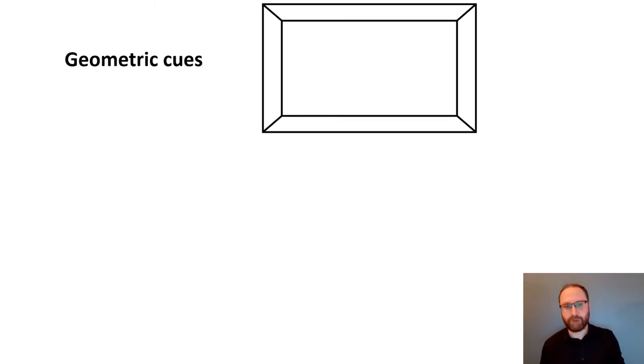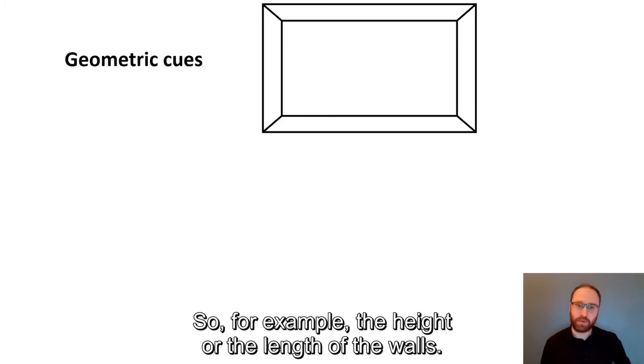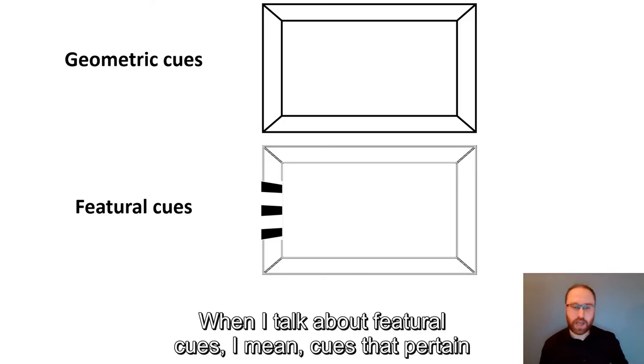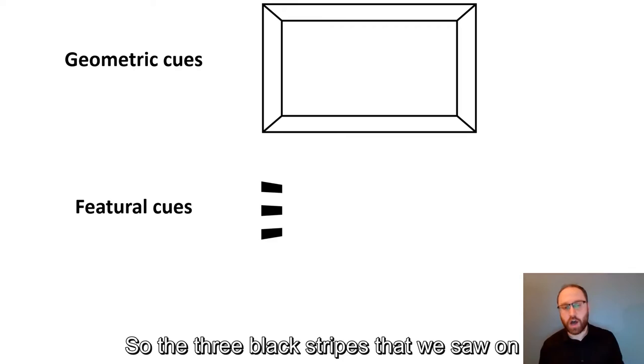So just a bit of terminology first. When I talk about geometry or geometric cues, I mean anything that has to do with the 3D layout of the environment. So for example, the height or the length of the walls. When I talk about feature cues, I mean cues that pertain to colors, 2D patterns, or textures on the walls or any surfaces. So the three black stripes that we saw on the previous slide count together as a feature cue.